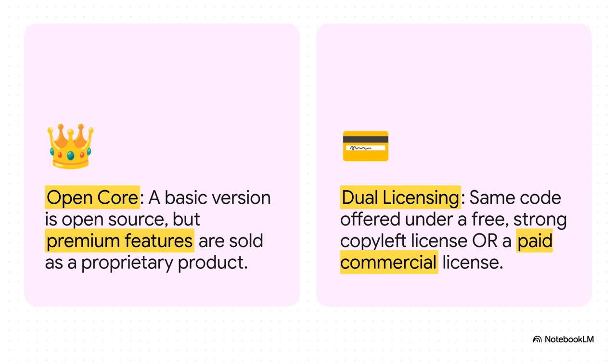First is OpenCore. Here, you release a really solid, basic version of your product under a permissive license to build up a huge user base and community. But you hold back the premium enterprise-level features and sell those as a separate proprietary add-on. Then you've got dual licensing. This one's clever. You offer the exact same code under two different options: a free but viral GPL license for the open source community, or a paid commercial license for businesses who want to use your code without being forced to open source their own stuff.